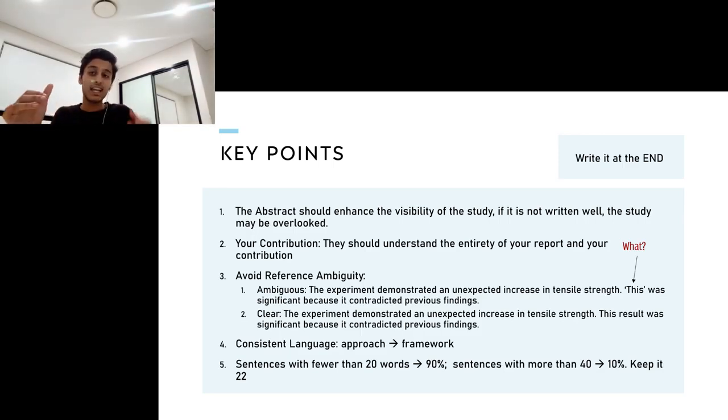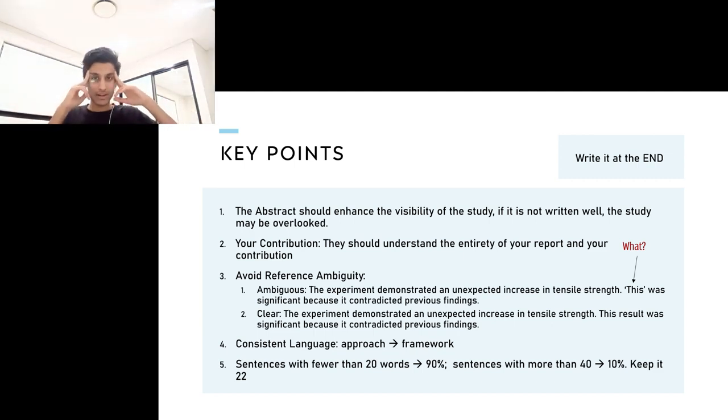And when they think that, they can't find the value of your research. They'll be like, okay, so this guy's talked about all this background information, but what is the value that this research paper provides? So in order to say that I'm providing some value, explicitly identify your own contribution. To do this, you should make sure that the reader understands the entirety of your report and your contribution.